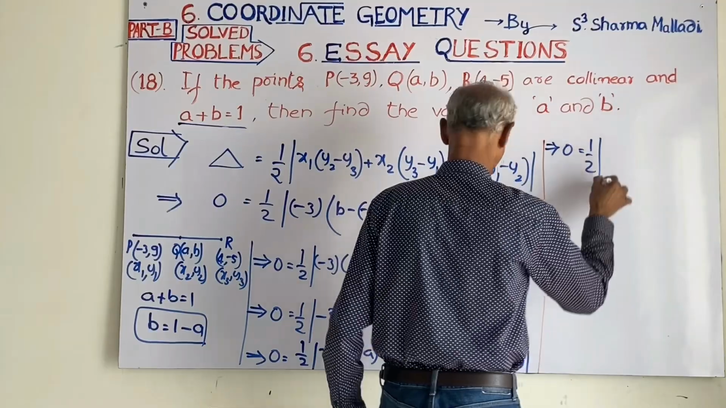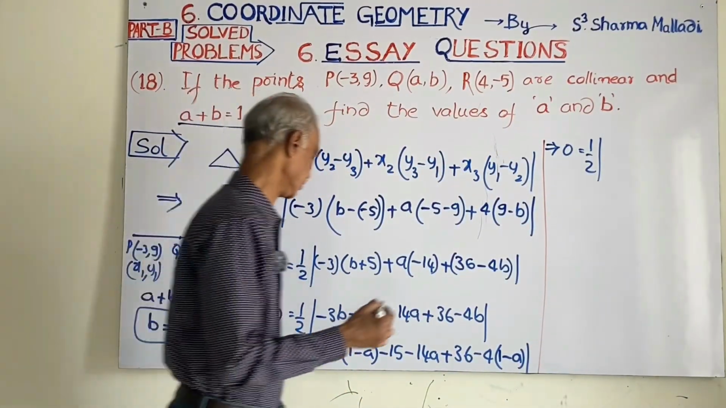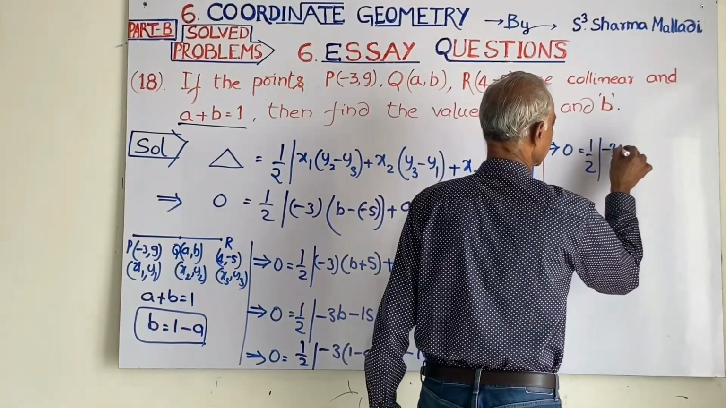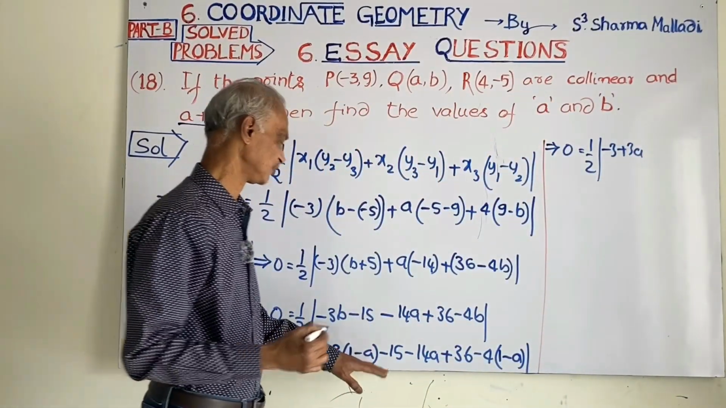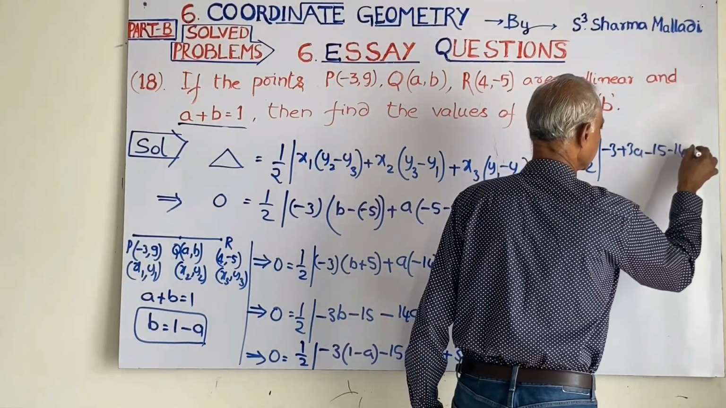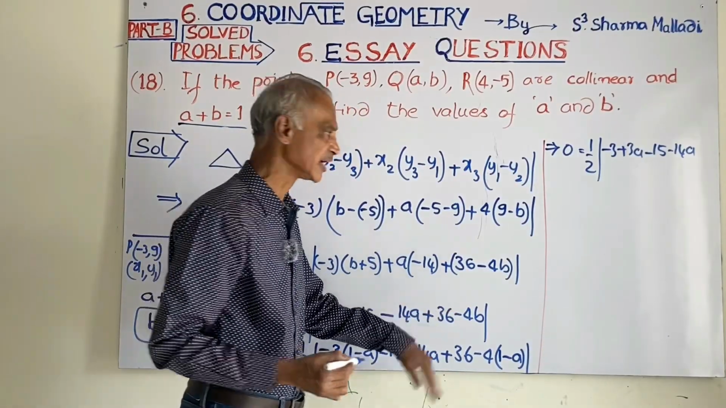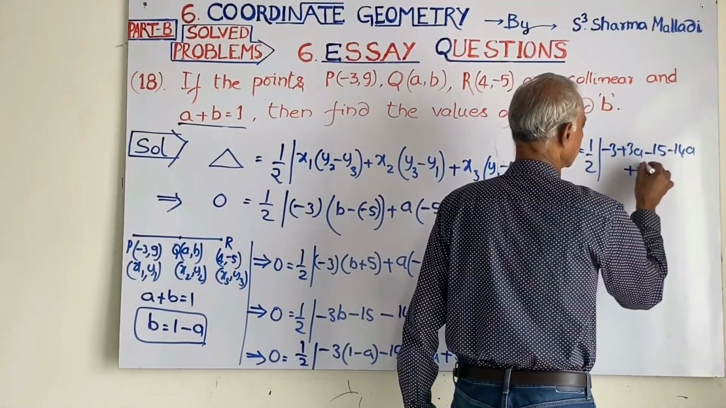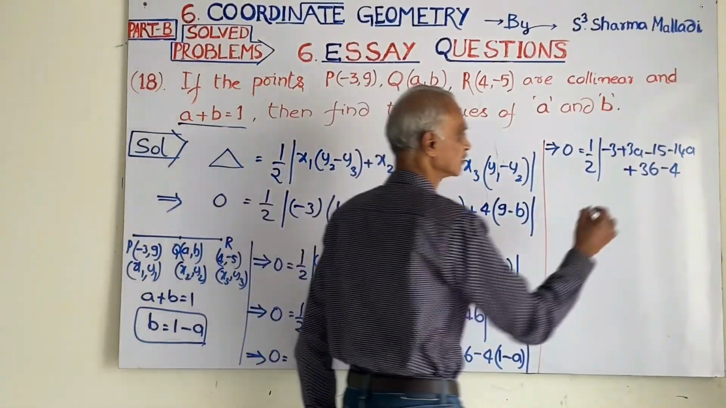Half into minus 3 plus 3a, minus 15, minus 14a, plus 36 minus 4 plus 4a.